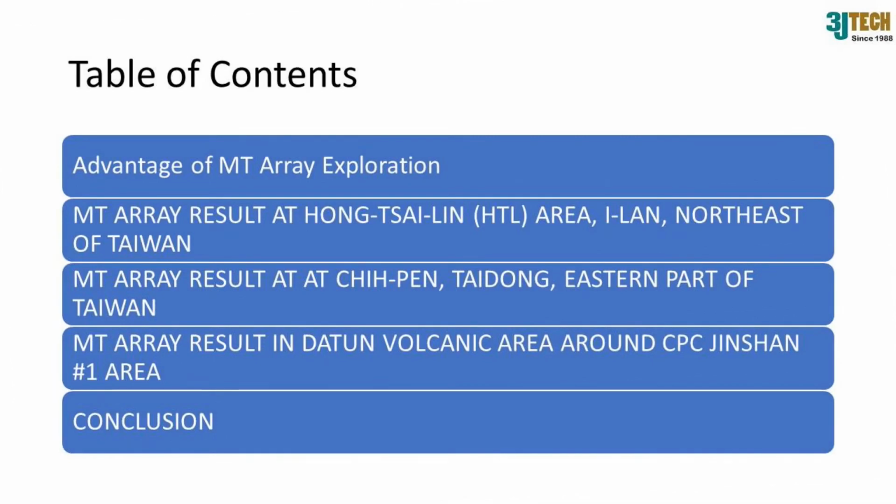The contents of today's presentation are: first, I will show the advantage of MT array exploration. Second, I will show the MT array results at Hongzhilin area northeast of Taiwan. Third is our MT results at Chipen Taidong, eastern part of Taiwan. Fourth is the third comparison in Datun volcanic area around Jinshan No. 1 geothermal well, drilled by Chinese Petroleum Corporation. The last would be our conclusion.